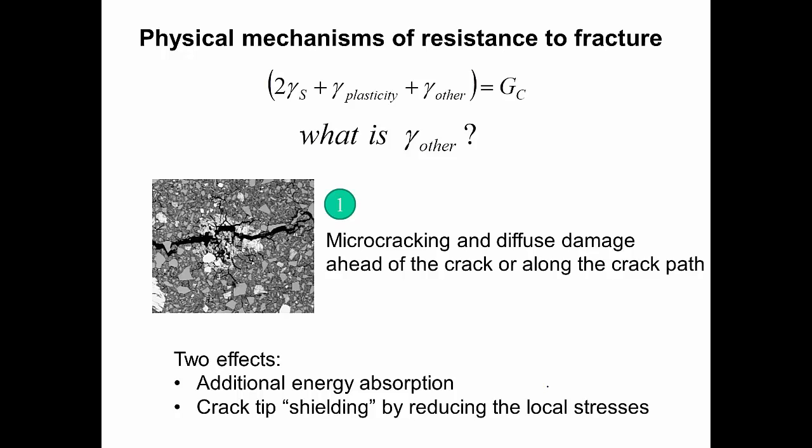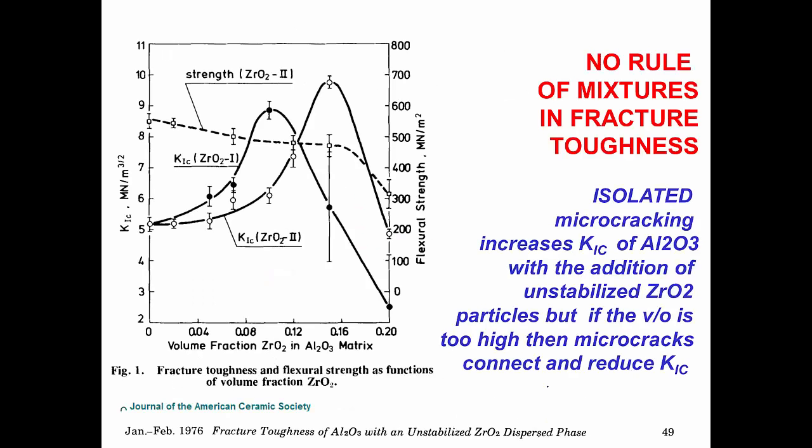Okay, so there are lots of other micromechanisms that enhance energy absorption during crack growth. In fact, anything that creates damage in the vicinity of the crack and distributes this damage around the crack tip is contributing. So microcracking and diffuse damage, which sound like they would be bad, are actually beneficial for fracture toughness. In general, when you are designing materials, you have to realize that there is really no rule of mixtures in fracture toughness.